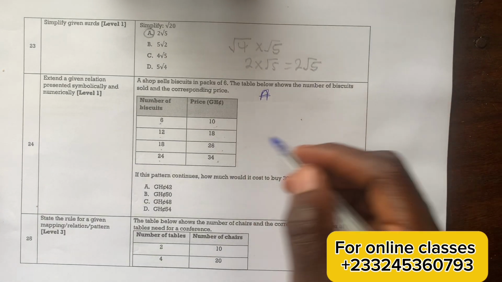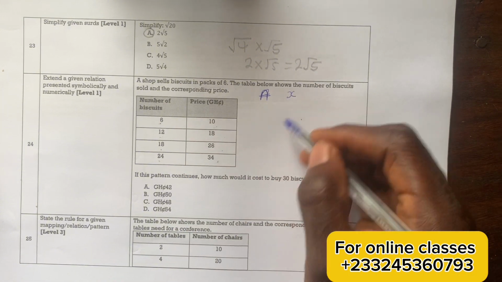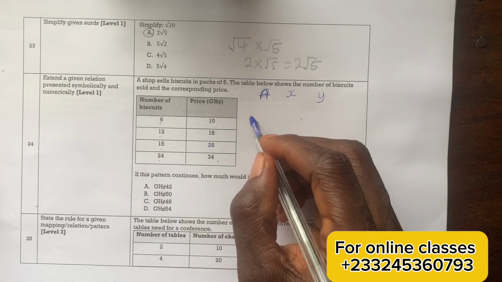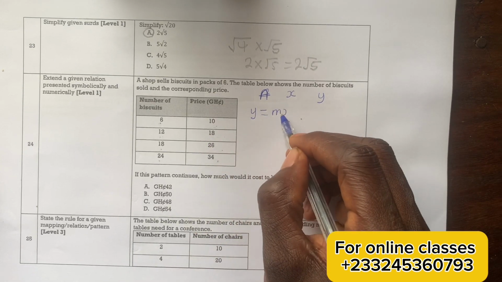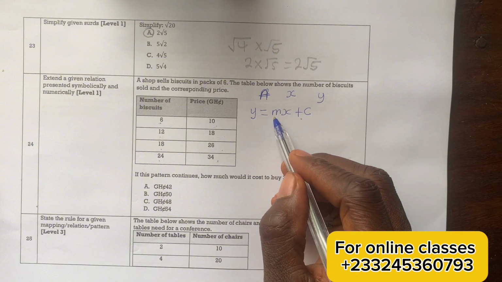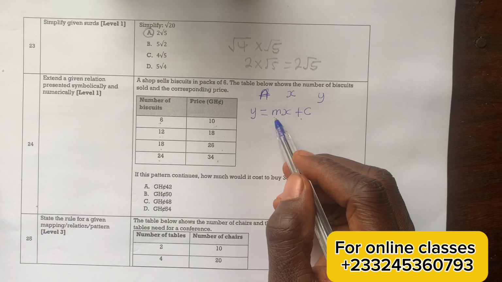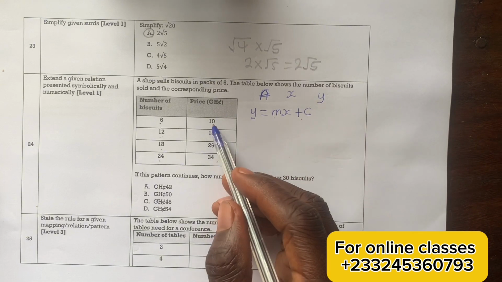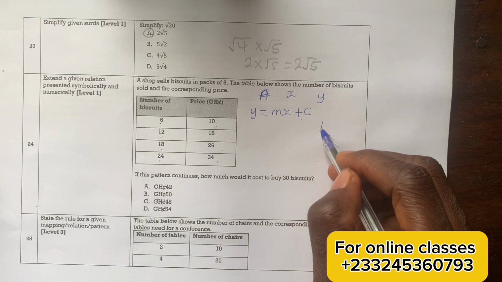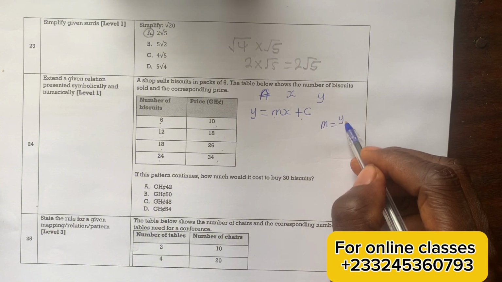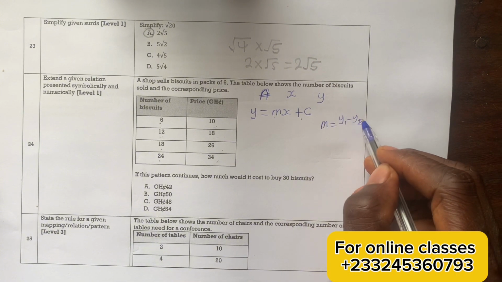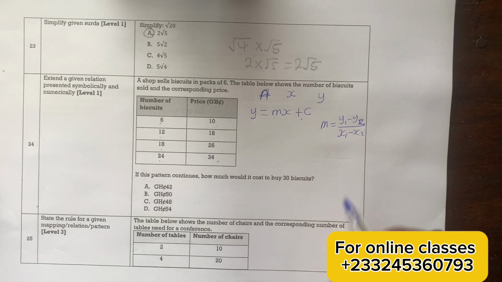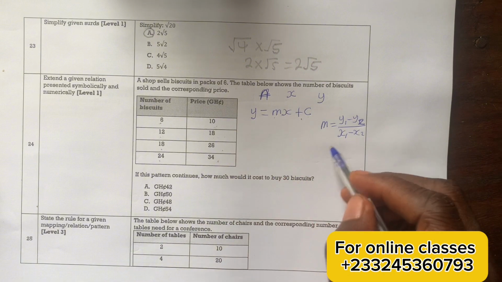Okay, let me use the linear relation. Let the number of biscuits be x, and the price be y. We can write y equals mx plus c, where m is the gradient and c is a constant, and we have x and y. So let us find m, which equals the change in y over the change in x.